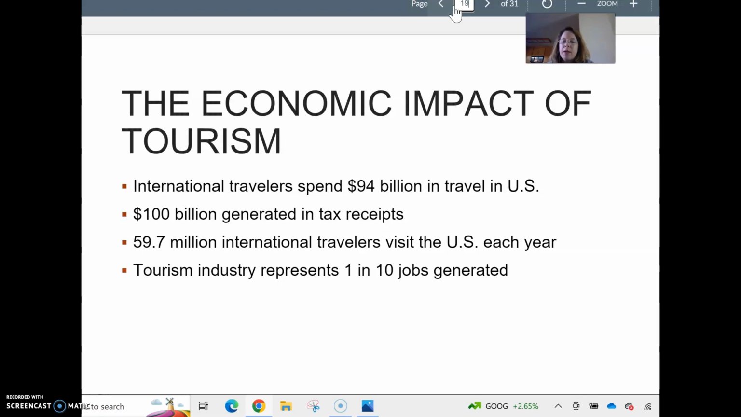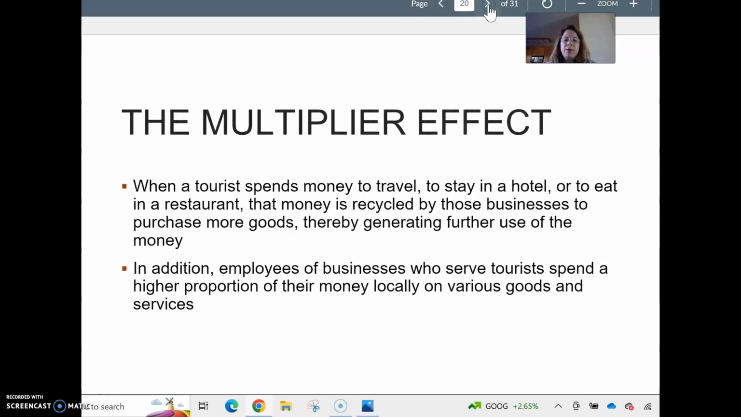Historically, pre-pandemic, international travelers spent $94 billion to travel and visit the United States. That generates $100 billion in tax receipts. And those travelers really stopped. And we haven't gotten back to those levels yet. And the most compelling factor, tourism industry represents 1 in 10 jobs generated. So think about that and the impact that that's had on people needing to find a different livelihood.